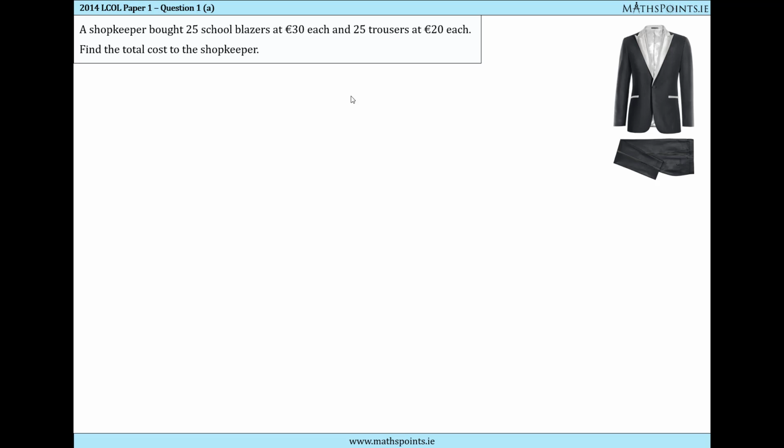So we're going to have a look at this profit question from the 2014 Leaving Cert Ordinary Level paper. It's a question about profit, but also there's an element of discounts in it and some work with percentages. So let's have a look and read through the first part of the question.